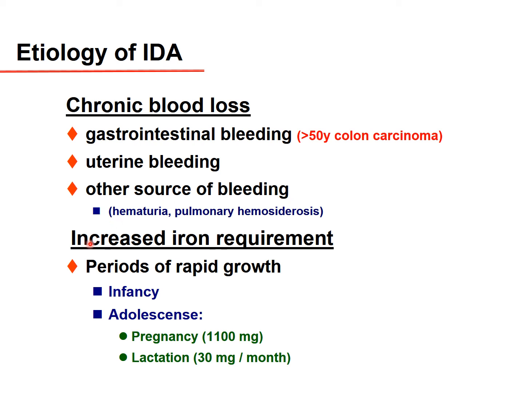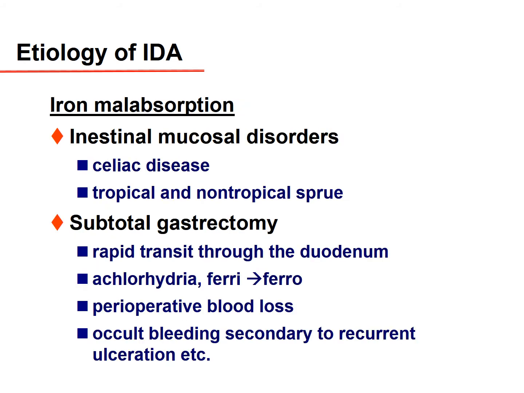Or in some cases, we do have an increased iron requirement. For example, in periods of rapid growth in infancy or adolescence, but during pregnancy, the mother needs about an extra 1 gram iron. And during lactation, every month, the mother needs about 30 milligram of iron.